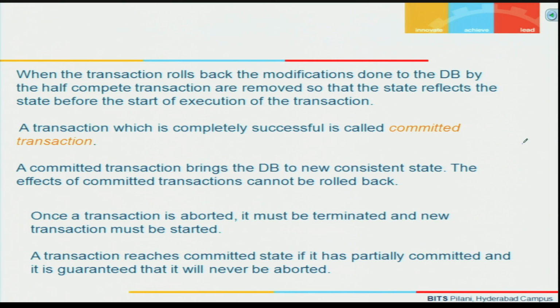A transaction which is completely successful is called a committed transaction. A committed transaction brings the database to a new consistent state. The effects of a committed transaction cannot be rolled back. That is, once a transaction reaches the committed state, it cannot be rolled back. Once a transaction is aborted, it must be terminated and a new transaction for the same functionality or piece of code must be started. A transaction reaches the committed state if it has partially committed and it is guaranteed that it will never be aborted; only then can it reach the committed state.